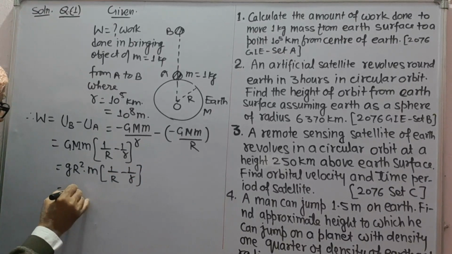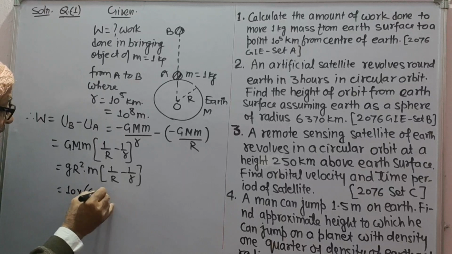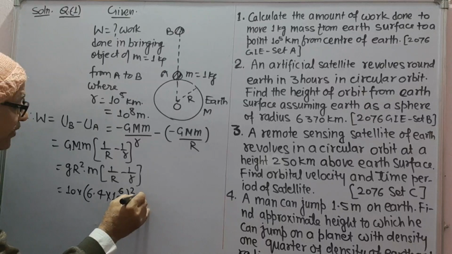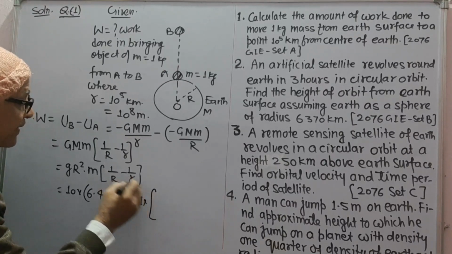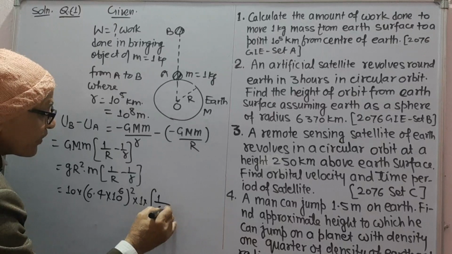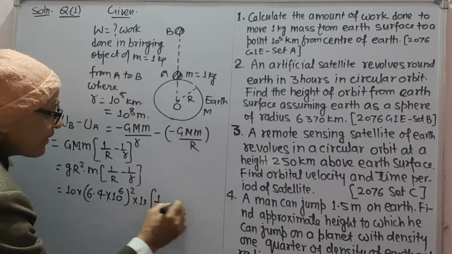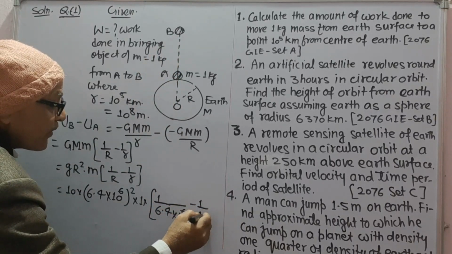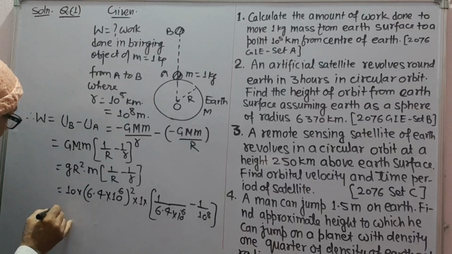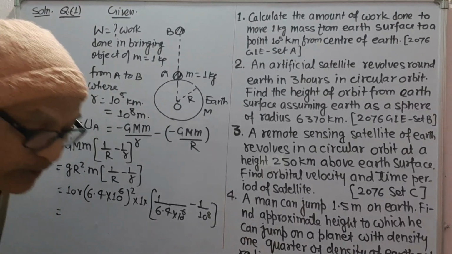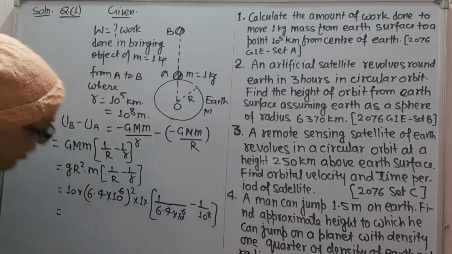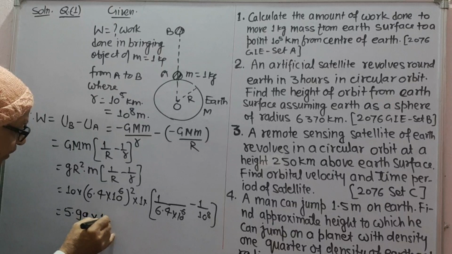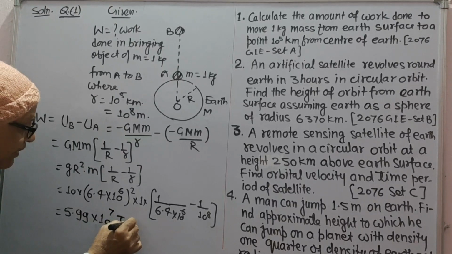is equal to 10 into 6.4 into 10 to power 6 square. m is 1 kg. Radius of earth is 6.4 into 10 to power 6 minus 1 upon 10 to power 8. On simplification we get the total work done as 5.99 into 10 to power 7 joules.